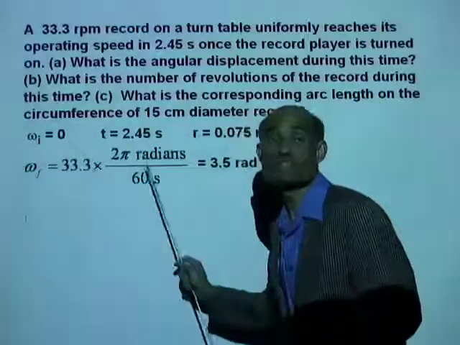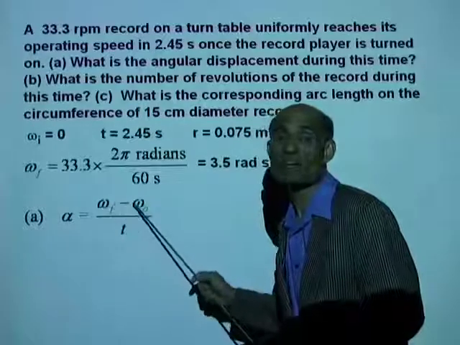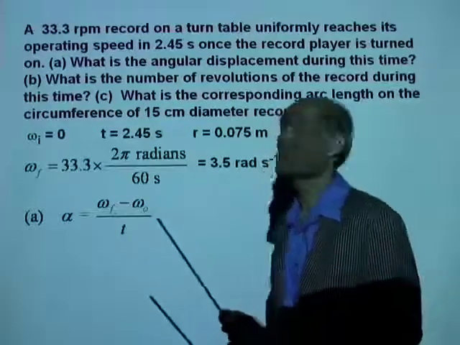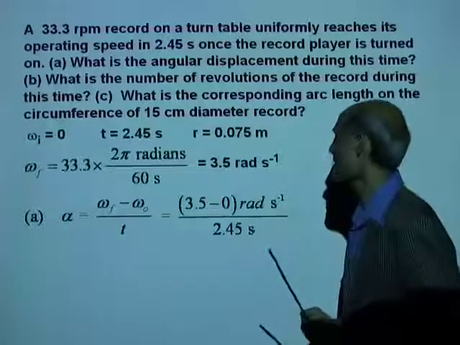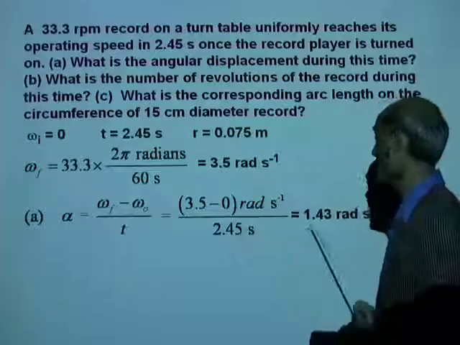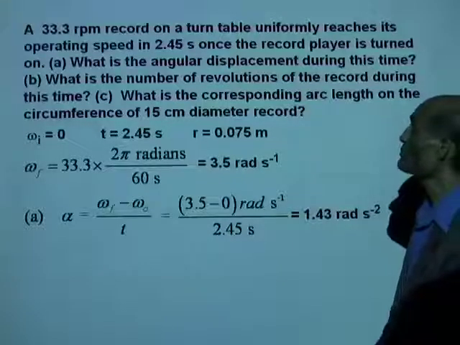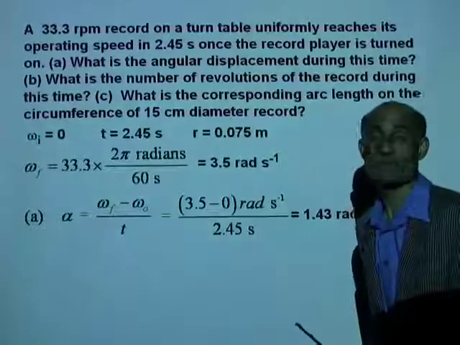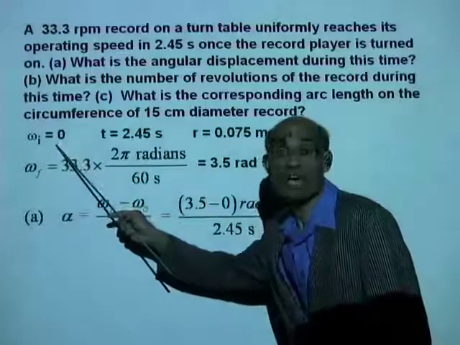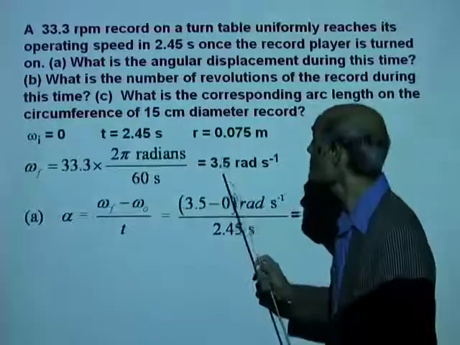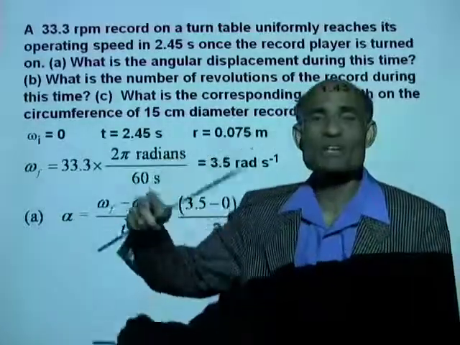Now you can use these values to find alpha. Alpha equal to omega f minus omega 0 divided by t. That will be 3.5 minus 0 divided by 2.45 seconds. That is 1.43 radian per second squared, the angular acceleration. Well, we know the angular acceleration, we know the initial angular velocity, we know the time. Can you calculate the angular displacement during that time?